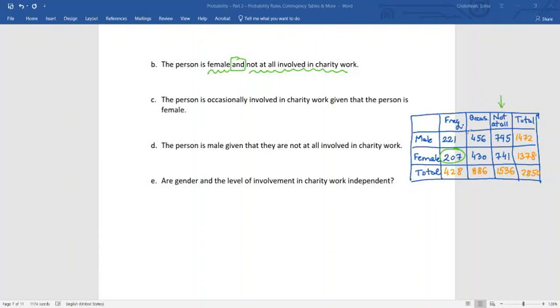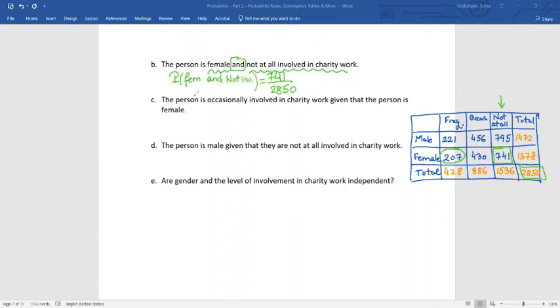Probability of being a female and not at all involved in charity work will guide us to the overlapping part of these two events. Female right here on the row, not at all involved right here on the column. So probability of both is actually 741 divided by 2,850. So you simply take a look at the overlapping part, which is 741 divided by the total number 2,850. So I'll just simply write it down. Probability of a female and not involved.